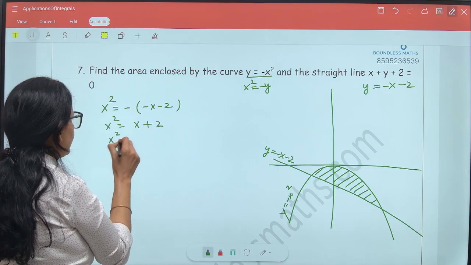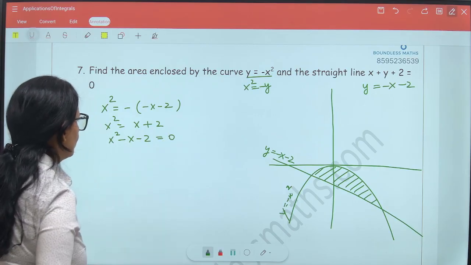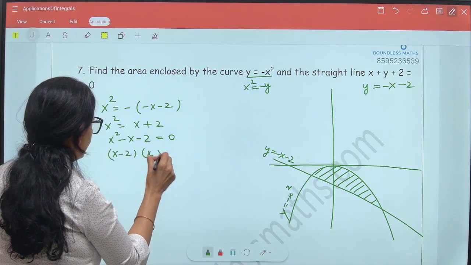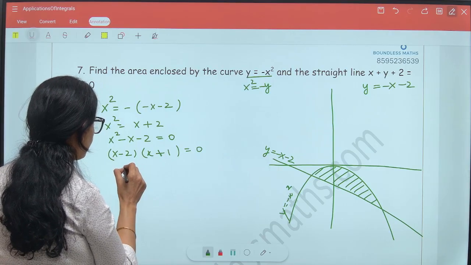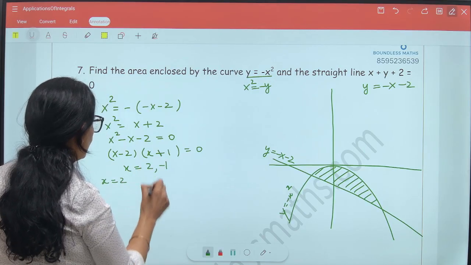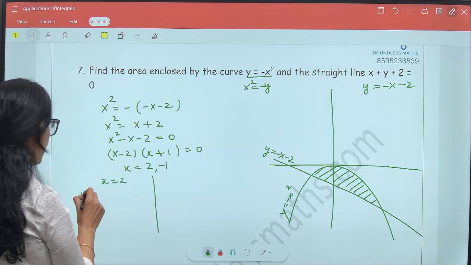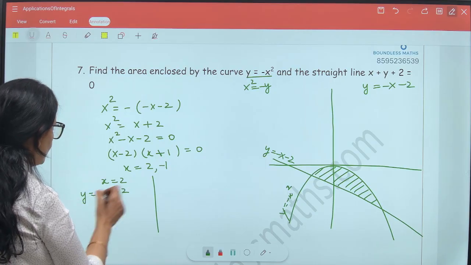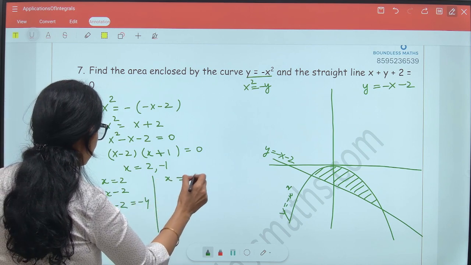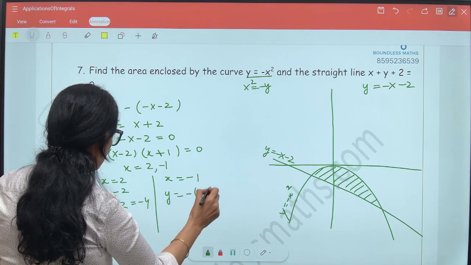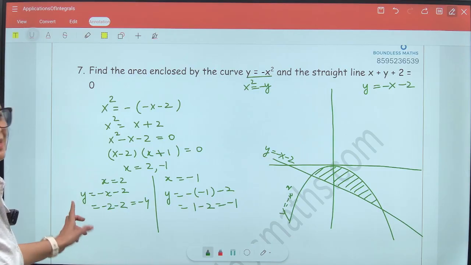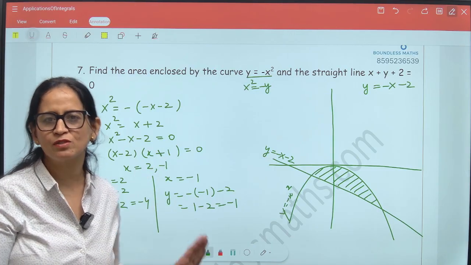And that is again a quadratic equation. What are the factors? Minus 2 and plus 1. So it is x minus 2 and x plus 1. So that means the values of x are 2 and minus 1. When x is 2, what is the value of y? Y is minus x minus 2. So when x is 2, it is minus 2 minus 2, that makes it minus 4. When x is minus 1, y will be equal to minus of minus 1 minus 2, 1 minus 2, that is minus 1. Please take care of the plus and minus signs here when you are solving the equations algebraically.